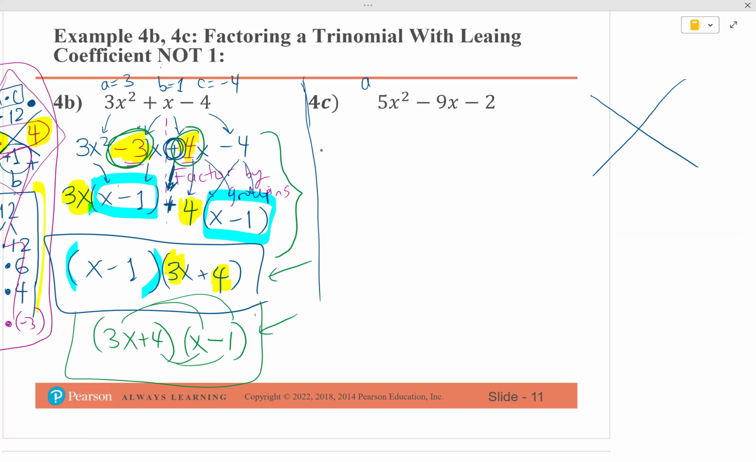I don't know. A is 5, B is -9, and C is -2. That kind of helps me to think about that too. On the top, I'm going to put A times C. A was 5, C was -2. 5 times -2 is -10. Okay, good stuff. And now I've got my middle term is -9. Oh yeah, that goes down here. I had a brain fart for a second.